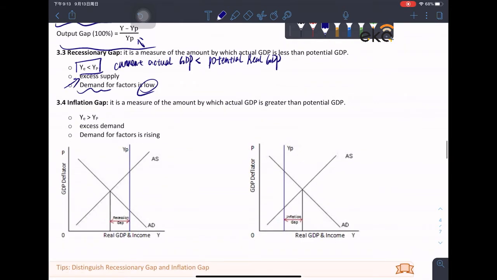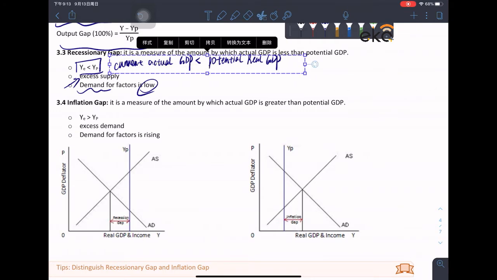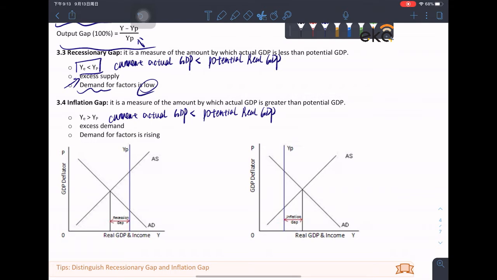Next is the inflation gap, which is when the current actual GDP is larger than potential real GDP. We have an excess demand here, and demand for products or factors is rising. Demand for factors is low in the recessionary gap. Let me explain this part.